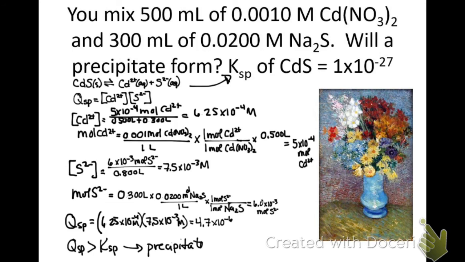So that will result in a precipitate of yellow cadmium sulfide. And this is the way that you might prepare the yellow pigment shown in this impressionist painting, by precipitating it from a solution of cadmium nitrate and sodium sulfide.